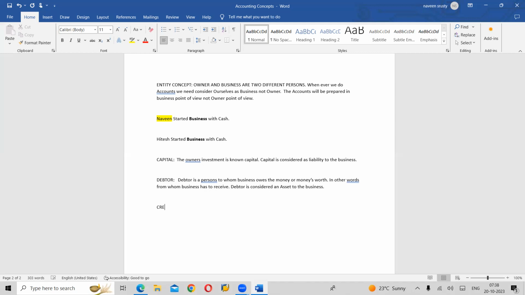Understood? So who is a creditor? A creditor is a person, opposite of the debtor, from whom the business owes. From and to, only two things are changed here. From means we are receiving, to means we are giving. So from whom the business owes the money or money's worth. In other words, he is known as a creditor.